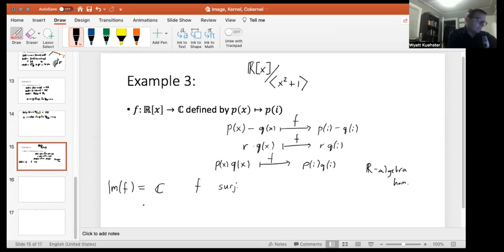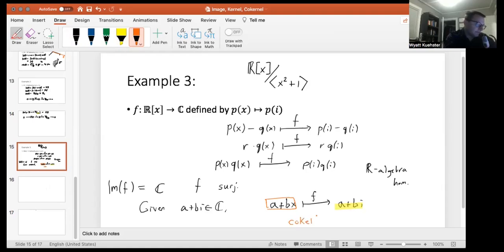If I want to show that, I have to take a given complex number a plus bi in C, and I need to find a polynomial that maps to it under this map. I just take a plus bx, and that maps to a plus bi when I replace the x with an i. So given any complex number, I can find a polynomial that hits it. So f is surjective, and so in particular, the co-kernel of f equals 0.